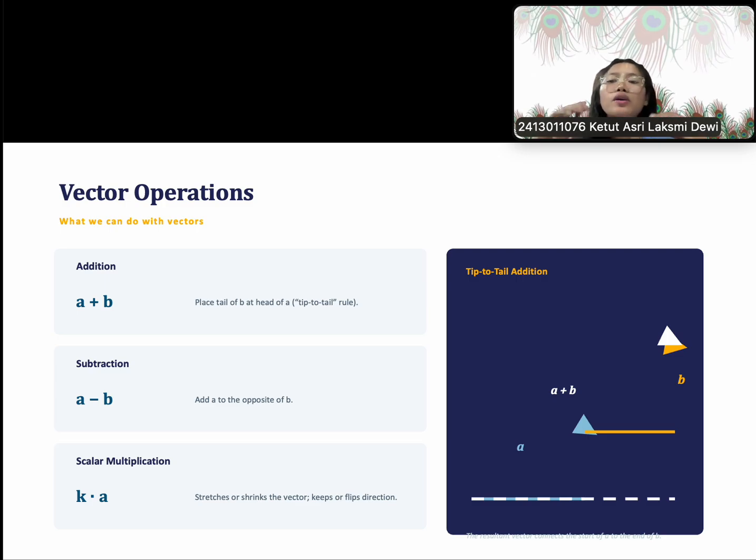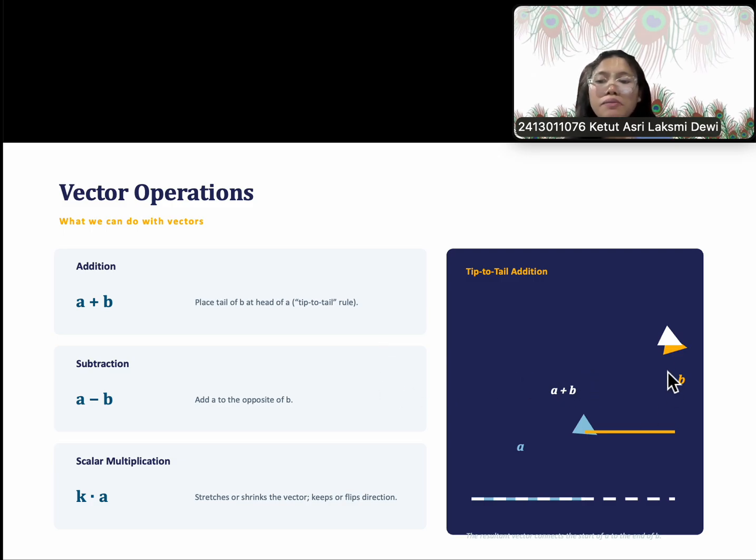After knowing what a vector is and its types, let's discuss what we can do with vectors. In other words, vector operations. There are 3 basic operations. The first is addition, written as A plus B, and to add 2 vectors, we use the tip-to-tail rule. We place the tail of the second vector exactly at the head of the first vector, and then we draw a new vector called the resultant vector.